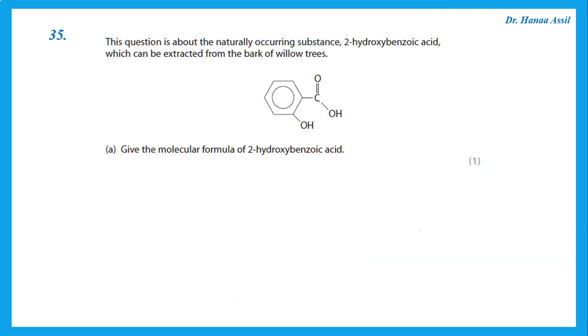This question is about a naturally occurring substance, 2-hydroxybenzoic acid. So this compound is called 2-hydroxybenzoic acid. Again, give the molecular formula of this compound. In order to determine the molecular formula, I look at where the carbons and hydrogens are. So if I draw it out, it's actually like this. And then I can count the total number of carbons, hydrogens, and oxygens. Remember, this is what we mean by molecular formula.